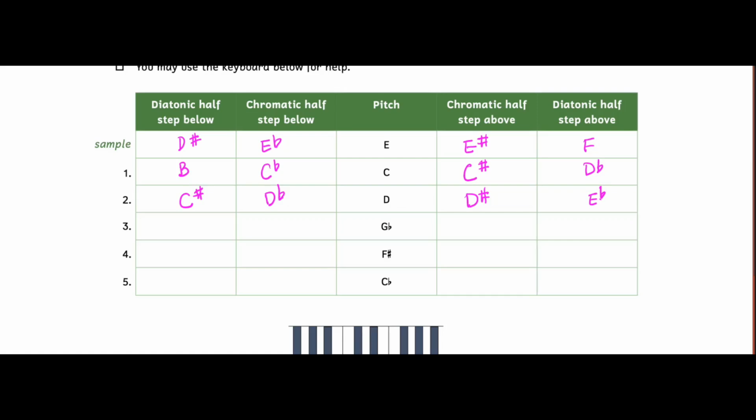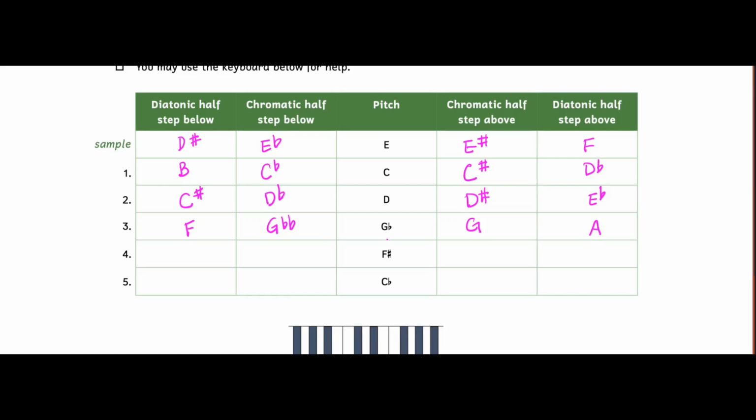Number 3, this is going to be G something and G something. A chromatic half step below G flat is G double flat, and a chromatic half step above G flat is just G. Now you could put G natural, but just putting G is fine. The diatonic half steps are going to be F something, G, and then A.